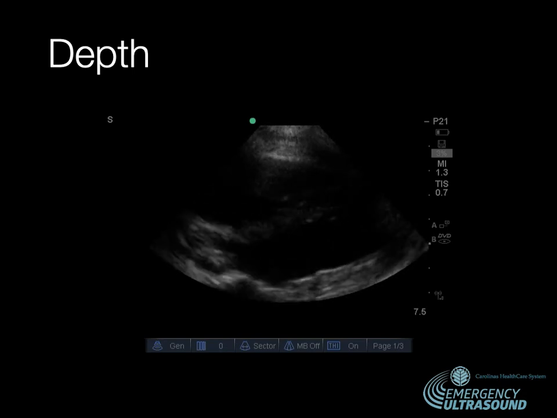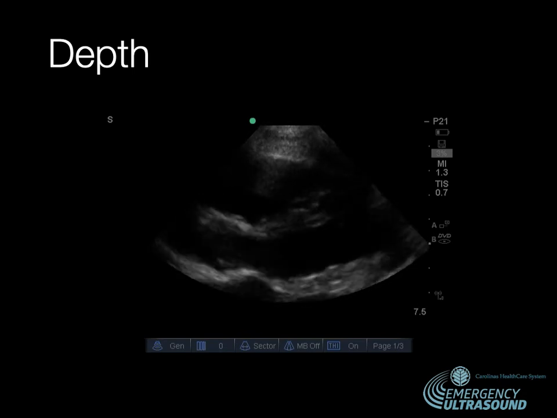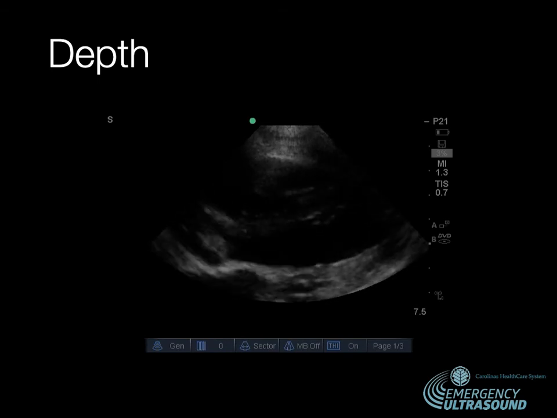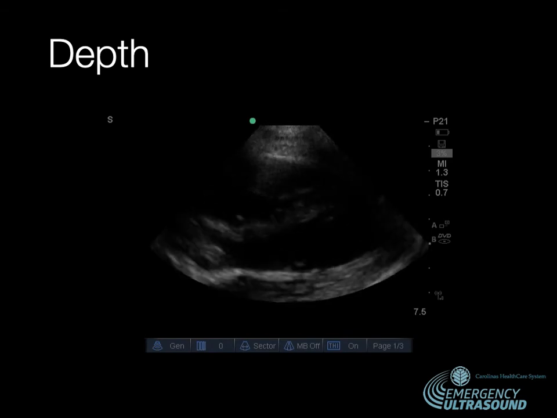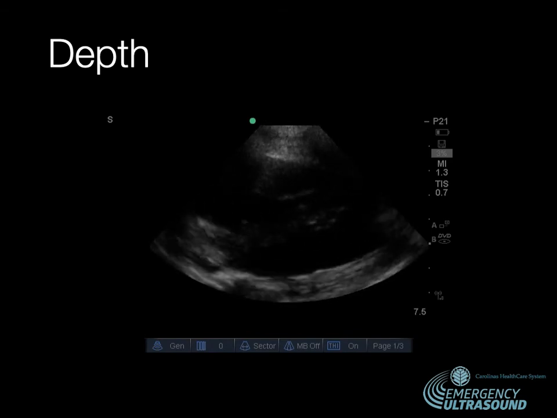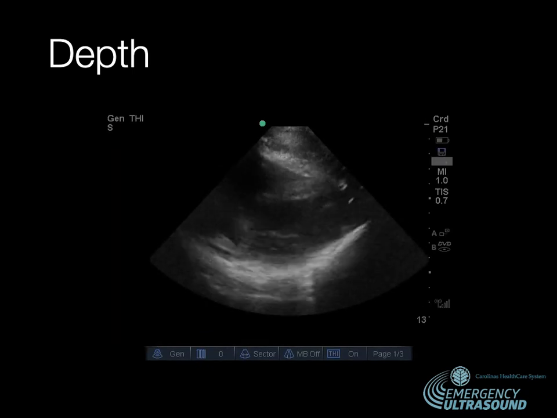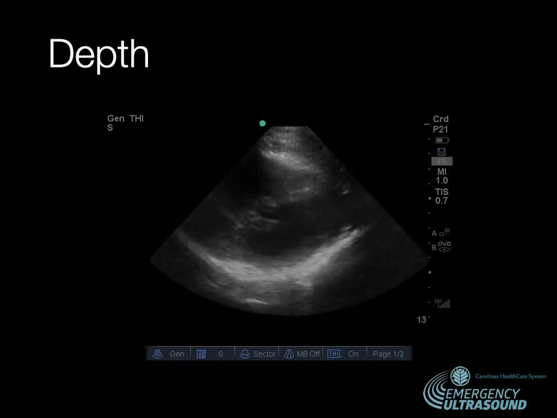The depth here is set at 7.5 centimeters, and you can see a scale over to the right of the screen where each dot should be a centimeter. So here, unlike the previous slide, we need to increase our depth. And this one is just right. So make sure that you have the appropriate gain and make sure that you have the appropriate depth.